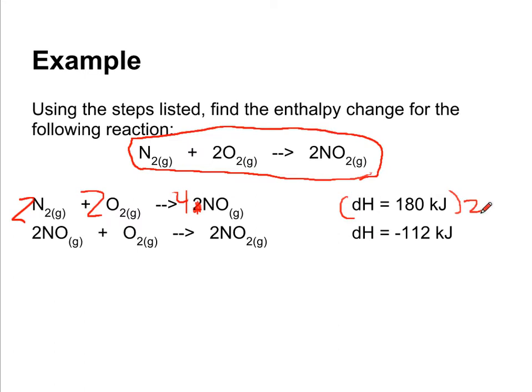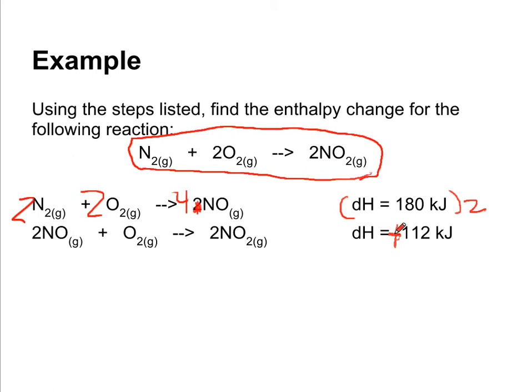We can also flip reactions. Let's say that we were trying to cancel out this NO, but they were both on the same side of the arrow. We could rewrite the reaction with the products on the left side and the reactants on the right side, but since we flipped the reaction, we would also have to flip the sign of the delta H. So if it was negative, it would become a positive.